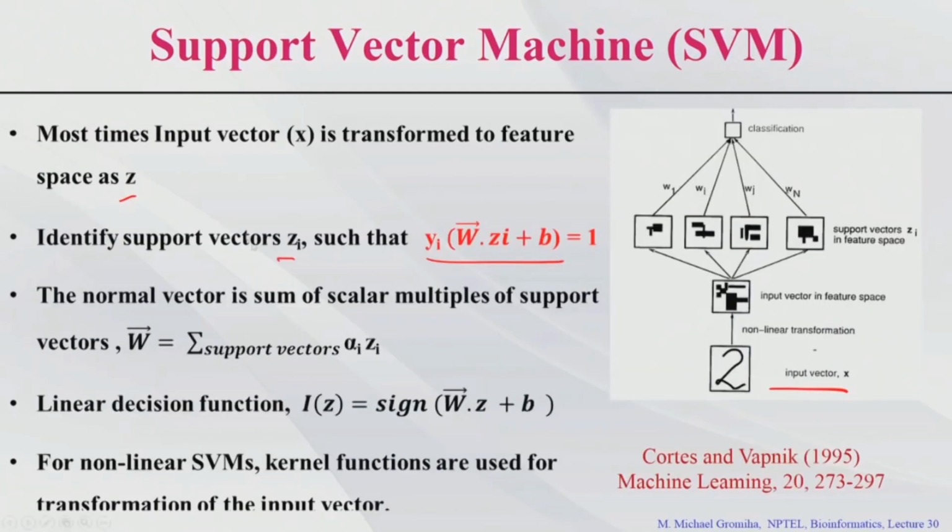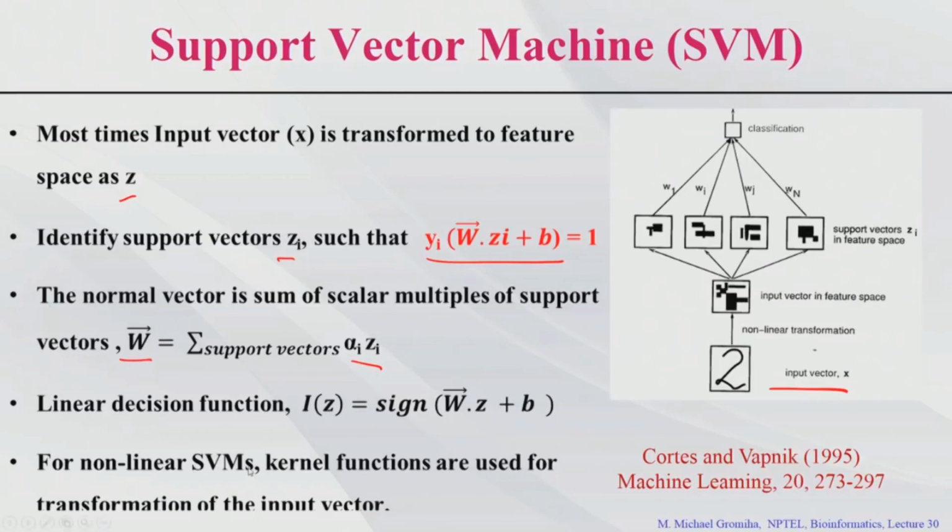So, if you define the support vectors in such a way that yi times the dot product of w and zi, plus b, equals 1, then take the normal vector, which is the sum of the scalar multiples of the support vectors. Here alpha is a constant and z are the support vectors. You take the sum over all the support vectors and you get w, which gives you the normal vector.